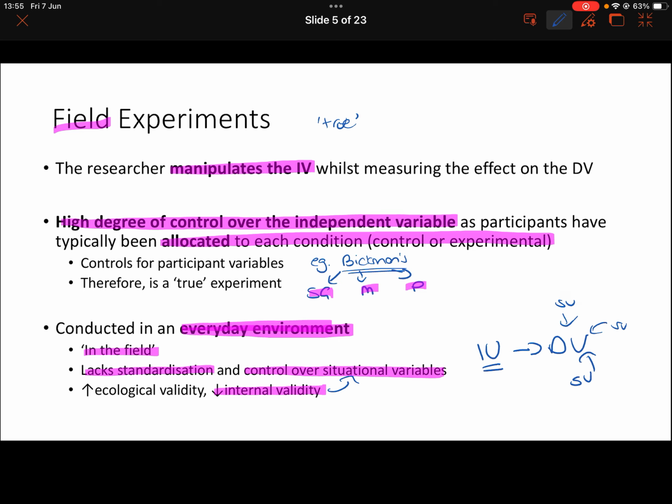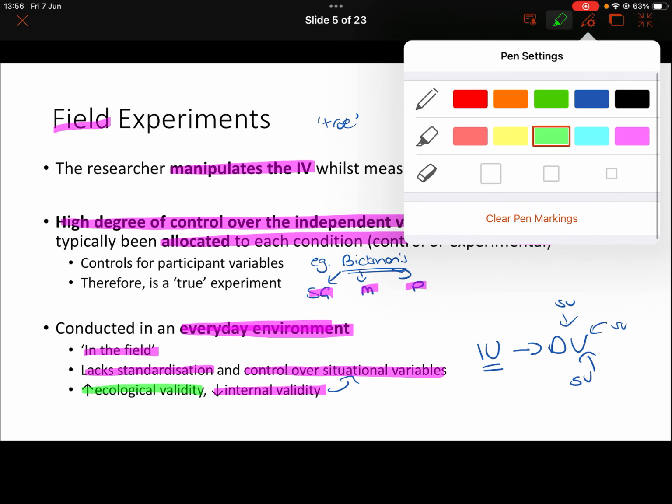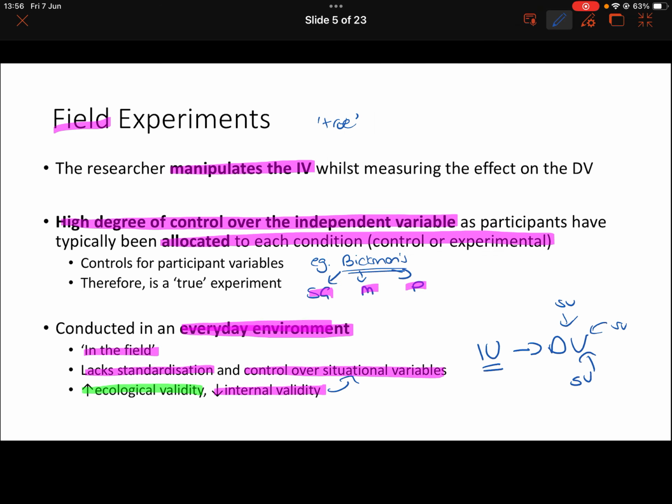But the advantage of a field experiment is that because it's happening in the field, because it's happening in a more everyday or real life setting, we might be able to make claims about the greater ecological validity of our research. For example, comparing Bickman's research on obedience to Milgram's, which took place in a lab, clearly there are going to be issues of artificiality in Milgram's research that don't apply to Bickman.